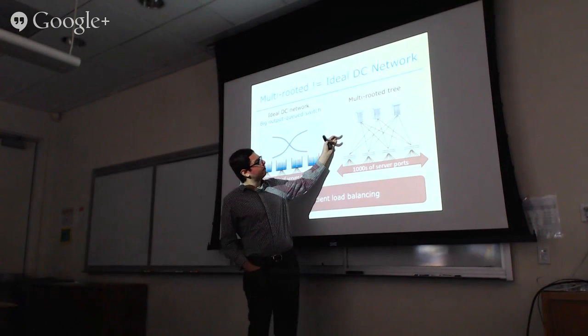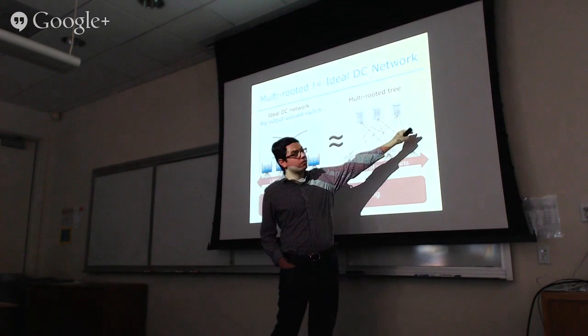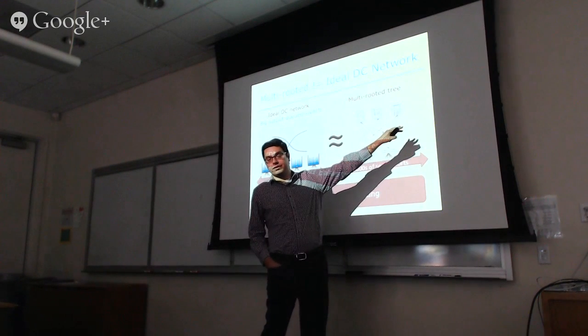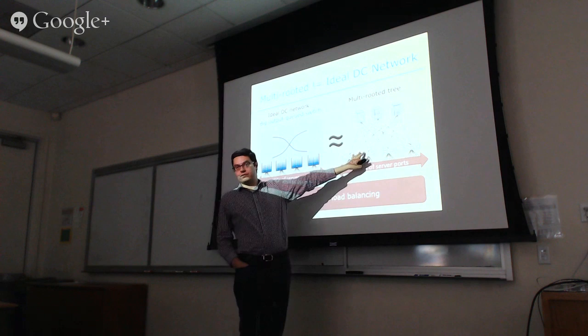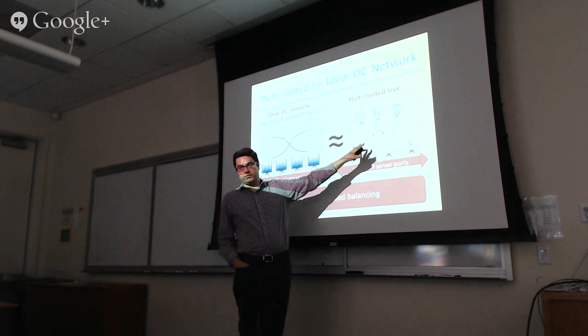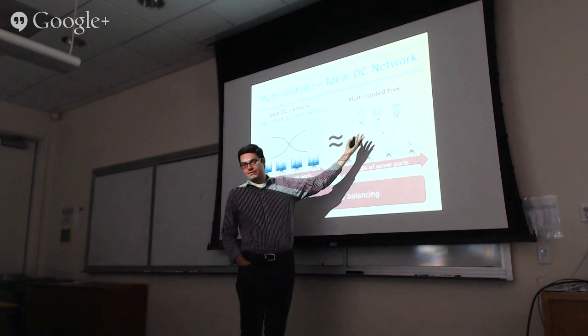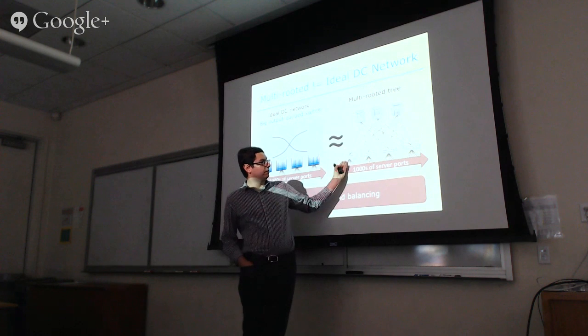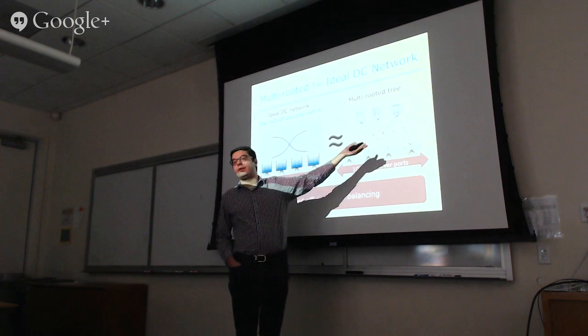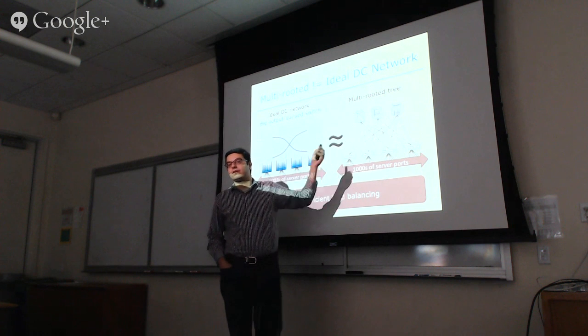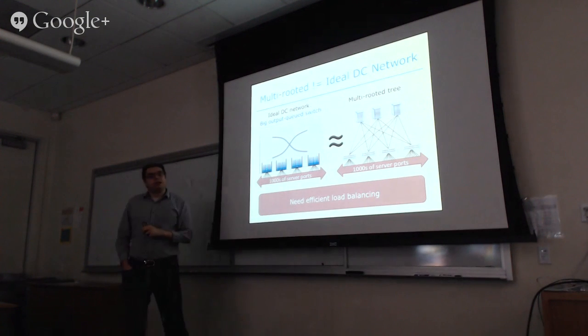Bisection bandwidth is defined across the entire network. So the load balancing problem exists even with a symmetric network: you have to load balance across all the paths to be able to actually use the bisection bandwidth of the network. I see. So it's not an oversubscription problem, but a load balancing problem. It's a load balancing problem, exactly.